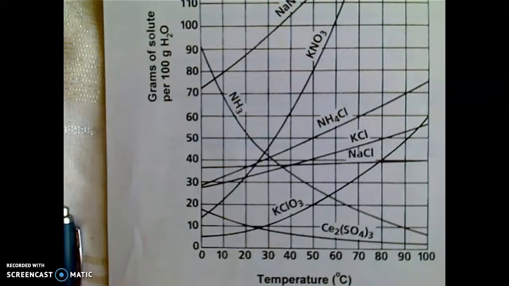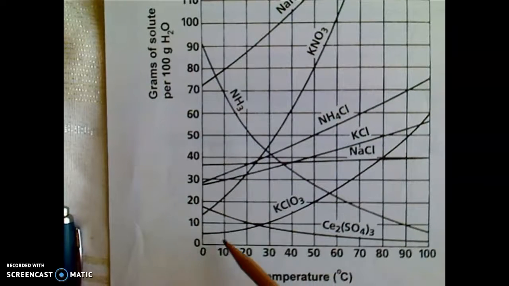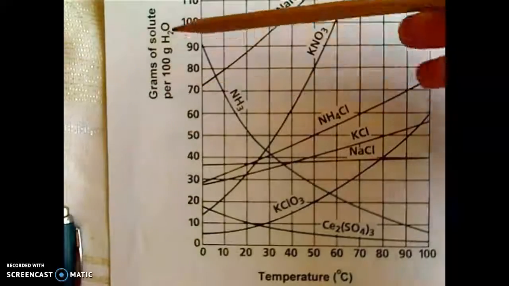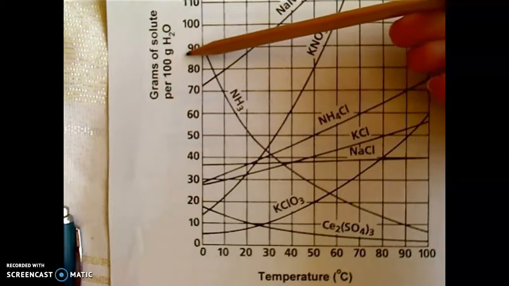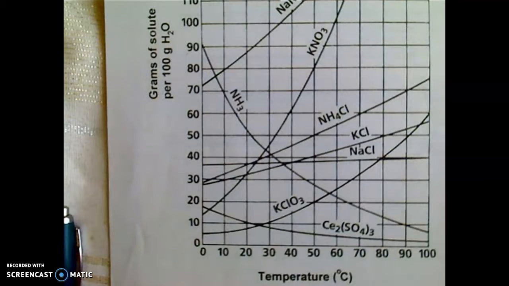I want to show you how to use your solubility graph to answer some of the questions that are on your worksheet and that you could find on your test. So remember, a solubility curve is going to show you how much dissolves at a given temperature. Now again, this is the amount of grams in 100 grams of water. You have to specify how much water, because if you have more water, you can always dissolve more.